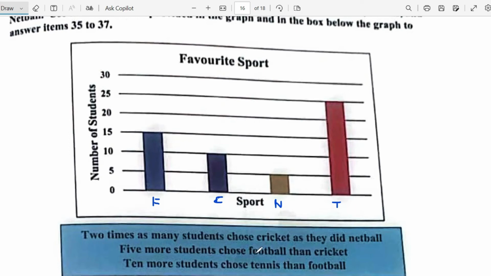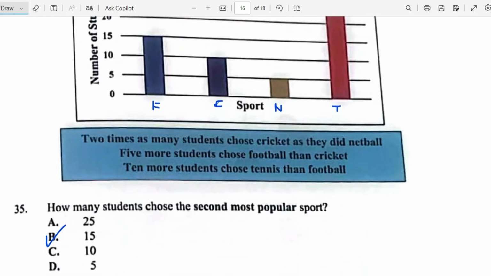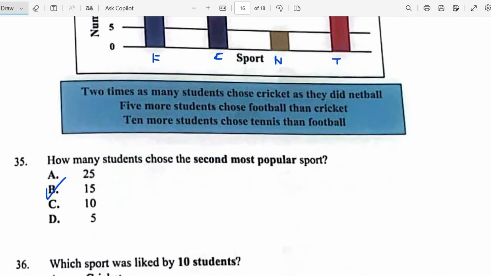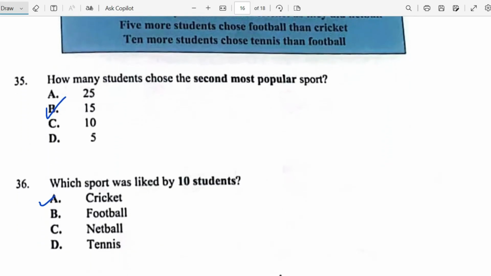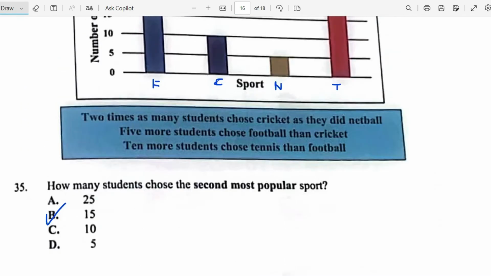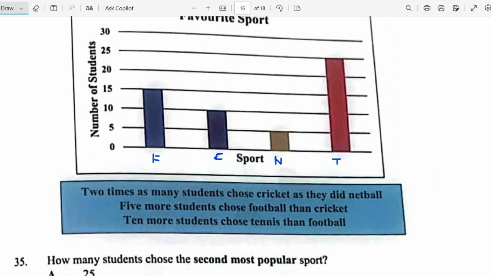And 5 more students chose football than cricket. If cricket is 10, football is 15. And 10 more students chose tennis than football. Football is 15, and therefore tennis is 25. How many students chose the second most popular sport? The second most popular sport was 15. And which sport is liked by 10 students? We identified that before to be cricket.